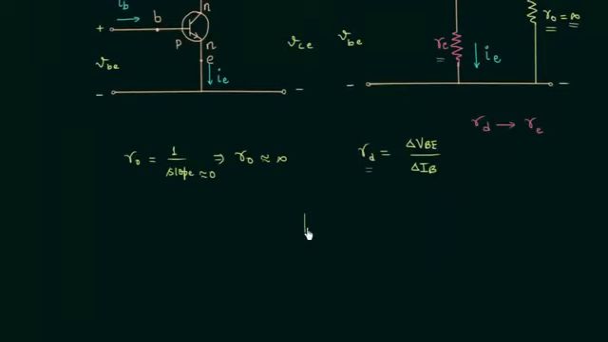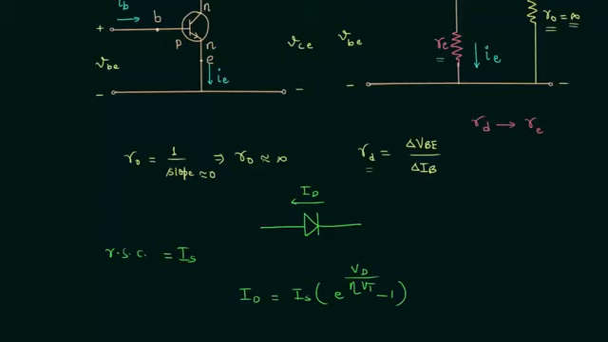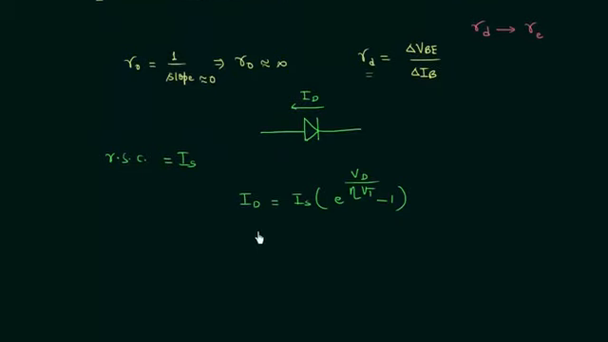I will consider a PN junction diode in which the diode current is equal to ID, and the reverse saturation current is equal to IS. From the diode current equation we have ID equal to IS times (e raised to VD divided by eta VT minus 1), and I will differentiate this equation with respect to VD.